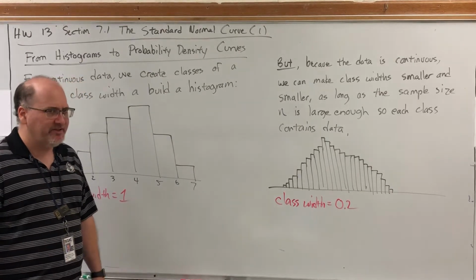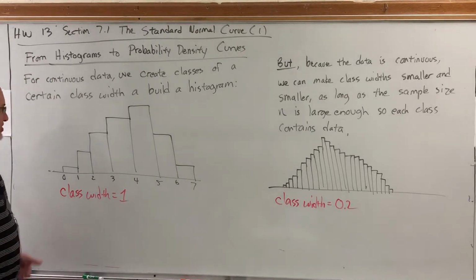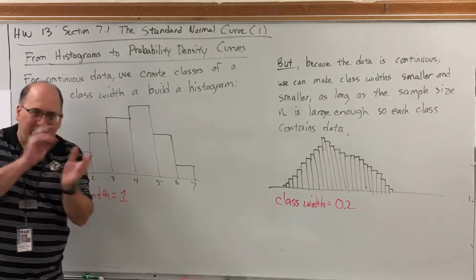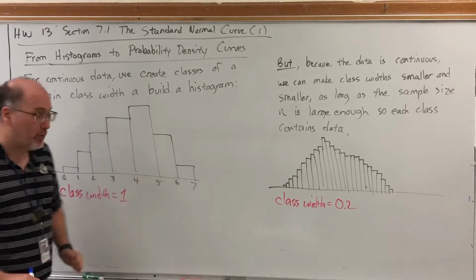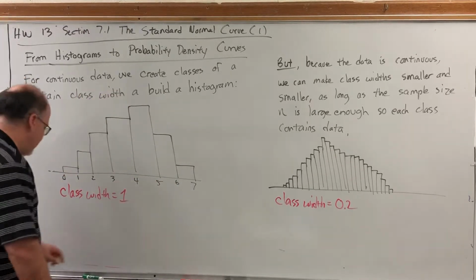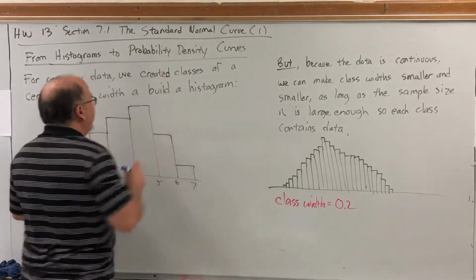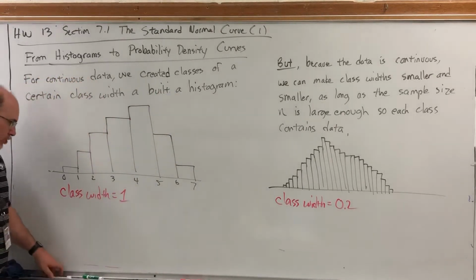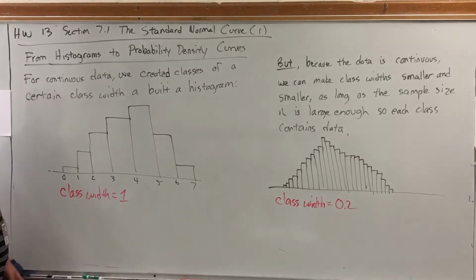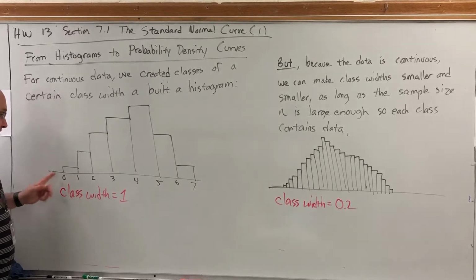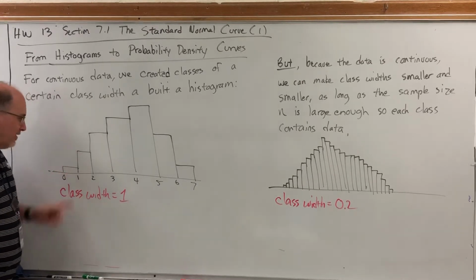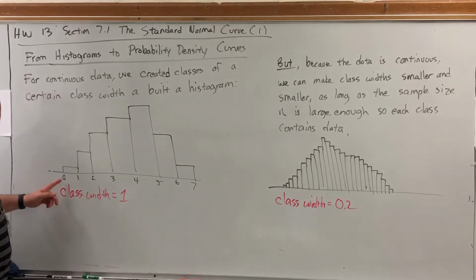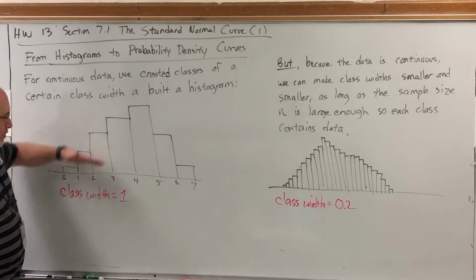I'll define what a probability density curve is in the next video, but let's review what's happened previously. When we had data, and specifically continuous data, meaning that we can measure it as finely as we want, to as many decimal places as we want, we created classes. Let's make that past tense. We created classes of a certain class width and built a histogram. So for example, perhaps we had a class width of 1, which means our classes were from 0 to, actually, let's say 0.9, 1 to 1.9, 2 to 2.9, or however fine we made the measurements. And our lower limits were on our histogram, and then we raised a bar to represent the frequency of each class.